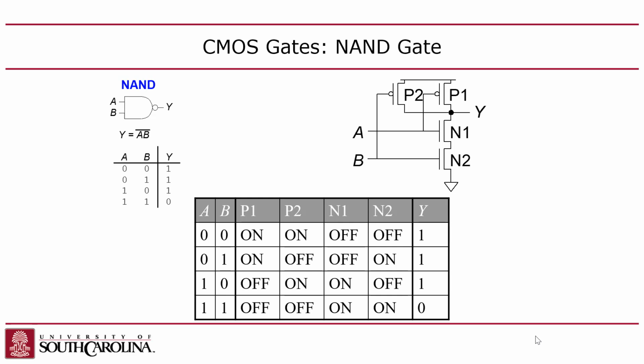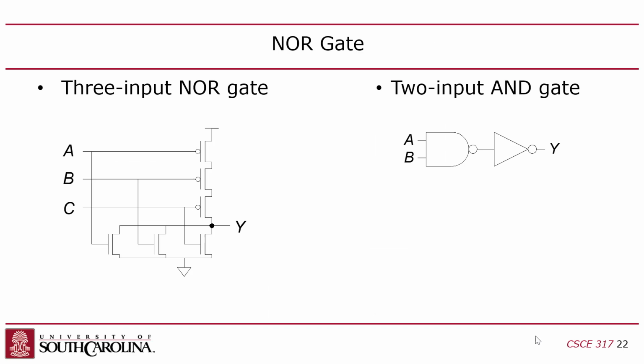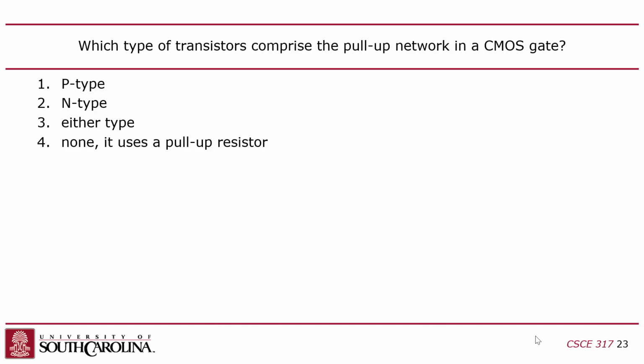And then we talked about how, in general, in order to pull the output down to ground, you need to have at least one logic high on your input. And likewise, to pull the output high, you need to have at least one logic 0. And that's just because the NMOSs are the pull-down and the PMOSs are the pull-up. So we looked at an AND gate and a NOR gate.